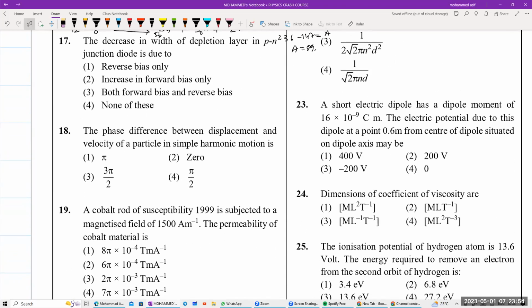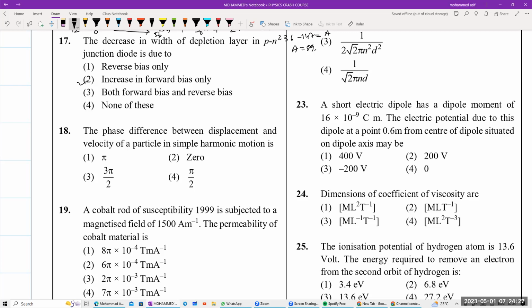Number 17, dekhiye beta. The decrease in the width of the depletion layer in the PN junction diode is due to what? Options: reverse bias, increase in forward bias only, both forward and reverse bias, and none of that. Which answer will it be? Reverse bias mein depletion layer badh jata hai beta. Forward bias mein depletion layer kam ho jata hai. Isn't it? Forward bias hona chahiye.